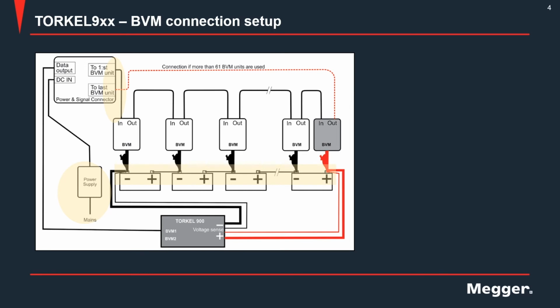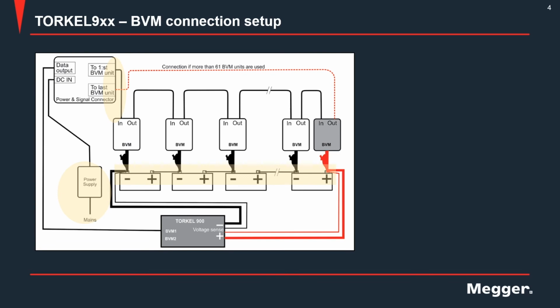The order in which you connect the BVMs would be the same, that is starting from the negative, going towards the positive, irrespective of how these cells are numbered on the string. When you test on a string with n cells or jars, you would need n plus 1 BVMs. Keep that in mind when you order a BVM kit. Make sure you know what's the maximum number of cells or jars present on a string in your system and order a BVM kit accordingly.